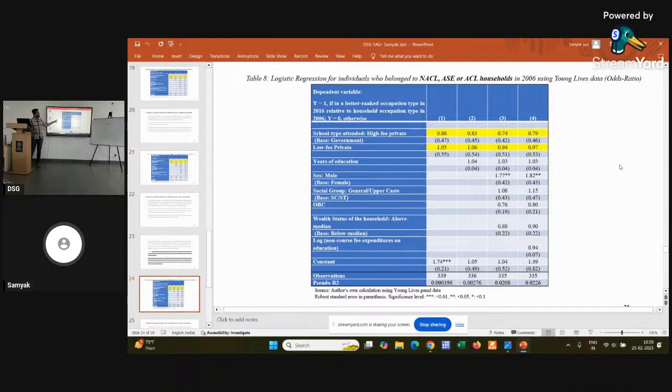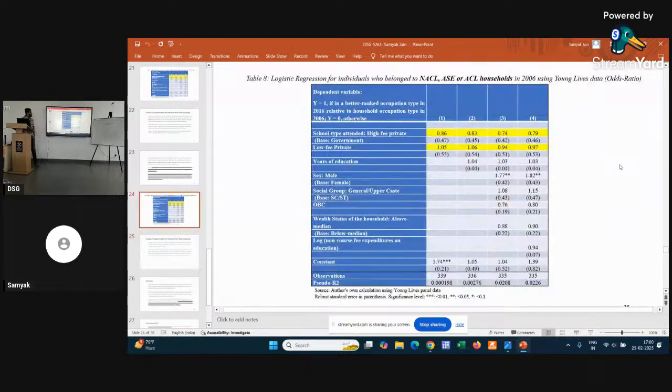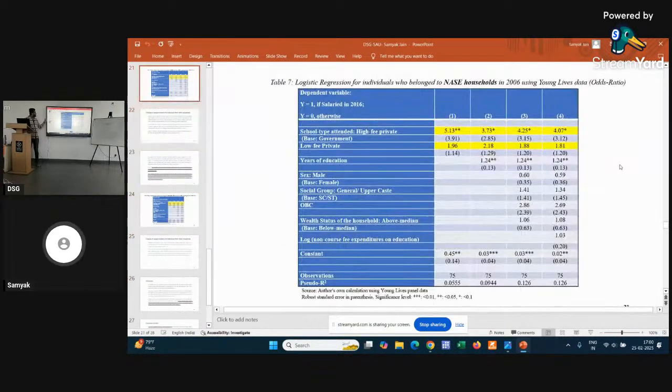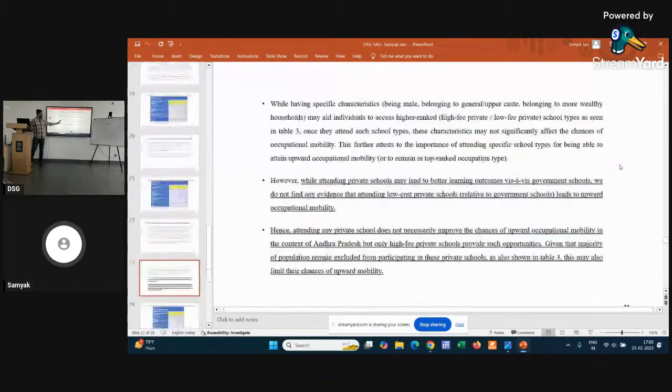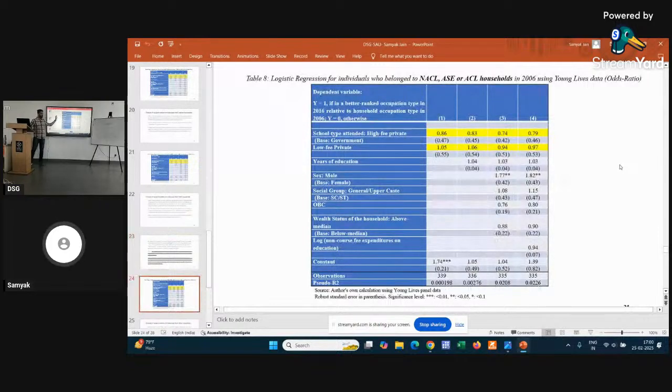Doing a similar analysis for children belonging to NACL, ASC, or ACL households, we find that they experience no such mobility chances, even if they were attending high fee private schools. What does that simply mean? On one side, we observed in this table that they were experiencing some mobility. But what this table shows is that they might be experiencing mobility, but education is not empowering them. The current education system is not empowering.